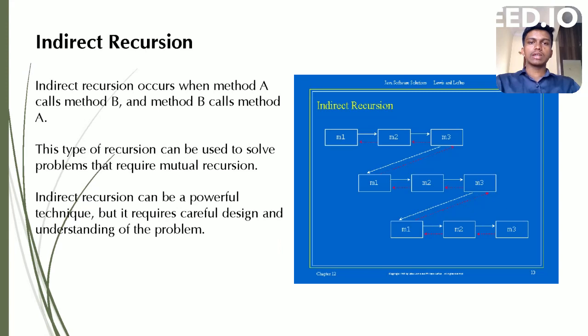Indirect recursion. Indirect recursion occurs when method A calls method B and method B calls method A. This type of recursion can be used to solve problems that require mutual recursion. Indirect recursion can be a powerful technique, but it requires careful design and understanding of the problem. Indirect recursion occurs when two or more functions call each other in a circular manner, forming a cycle of function calls. Unlike direct recursion, where a function calls itself, indirect recursion involves multiple functions calling each other in a loop. This creates a chain of function calls that eventually leads back to the initial function.